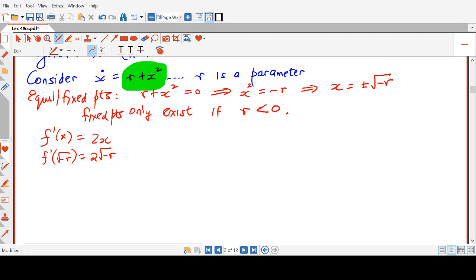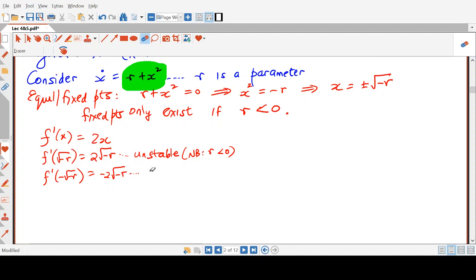What can you say about that? If r is negative, this will be positive, right? This will be unstable. Note r is less than 0. On the other hand, if you take f dash at minus root minus r, which is the other fixed point, you get minus 2 root minus r, which is negative. So stable.